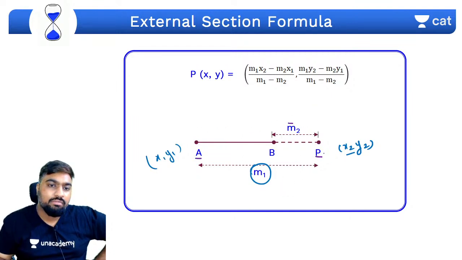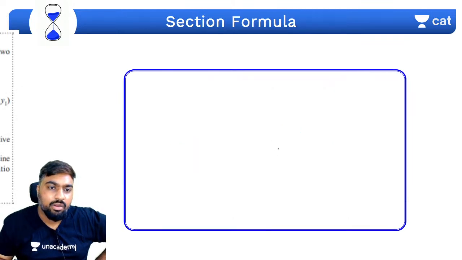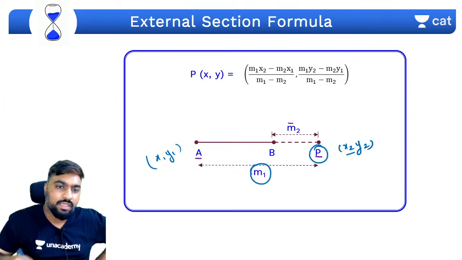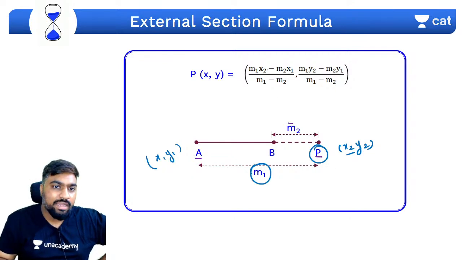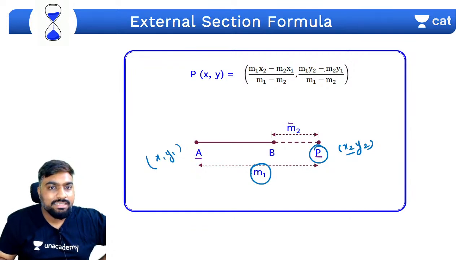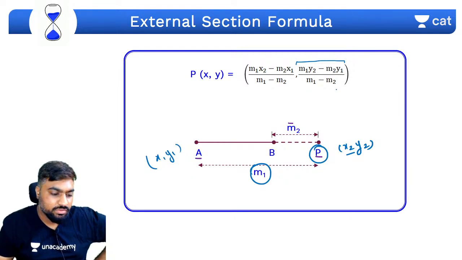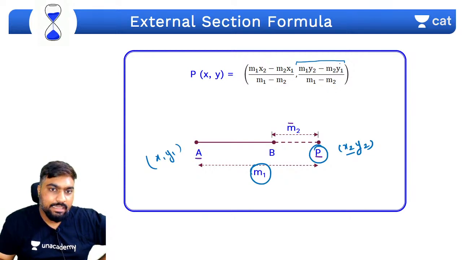Yes. Or if point P is given, then you can find out point B का coordinate by internal section. Yes. Either way, m1 x2 minus m2 x1 by m1 minus m2, क्योंकि m1 is greater than m2, m1 minus m2. Same way here also, m1 y2 minus m2 y1 by m1 minus m2. समझ गए? Clear?